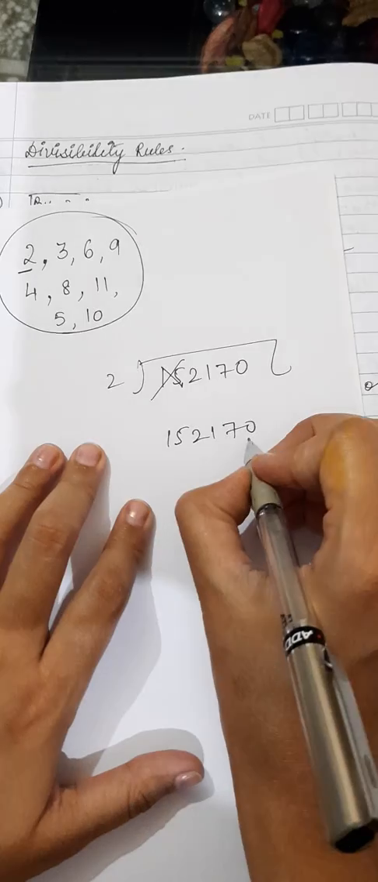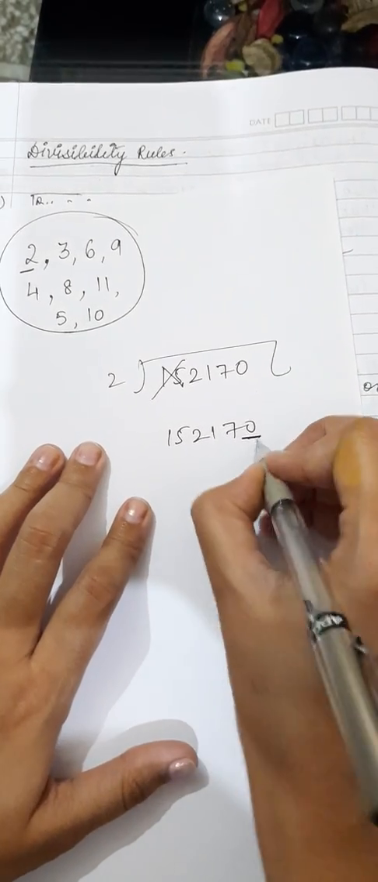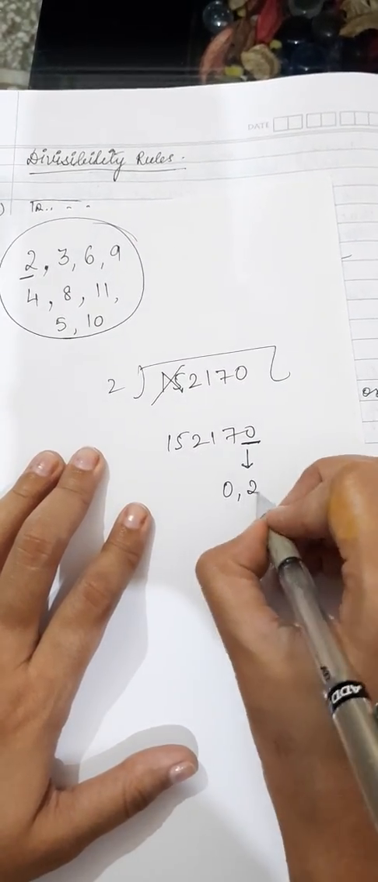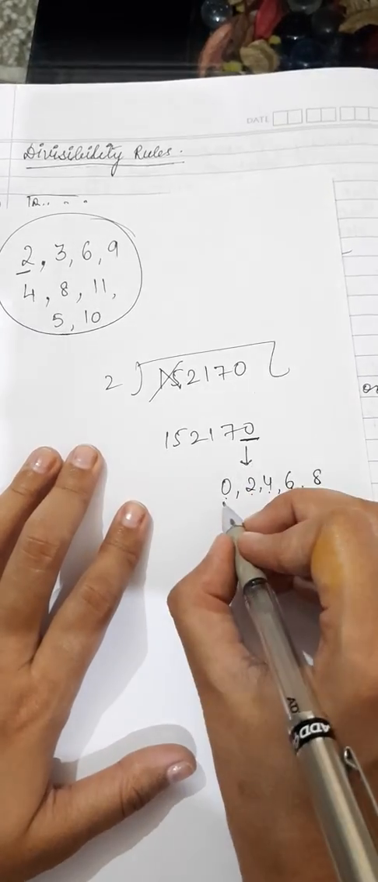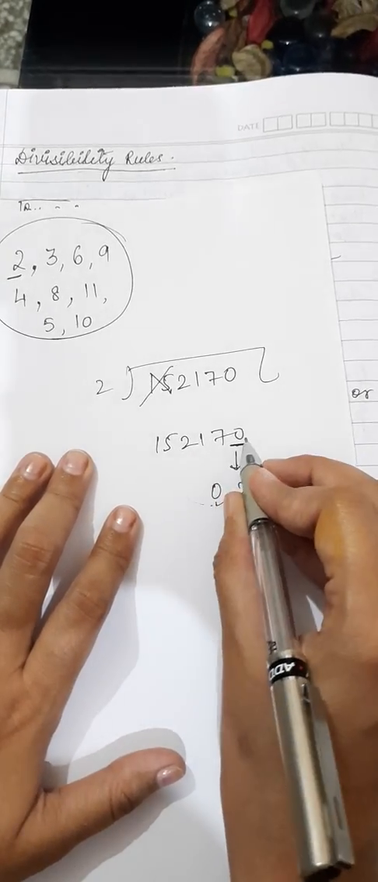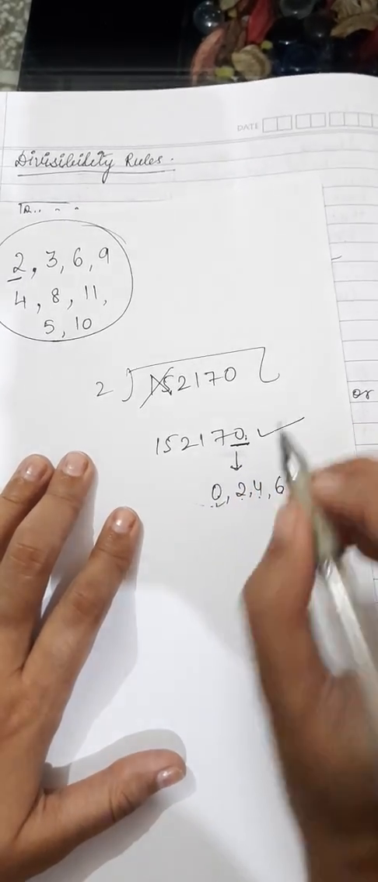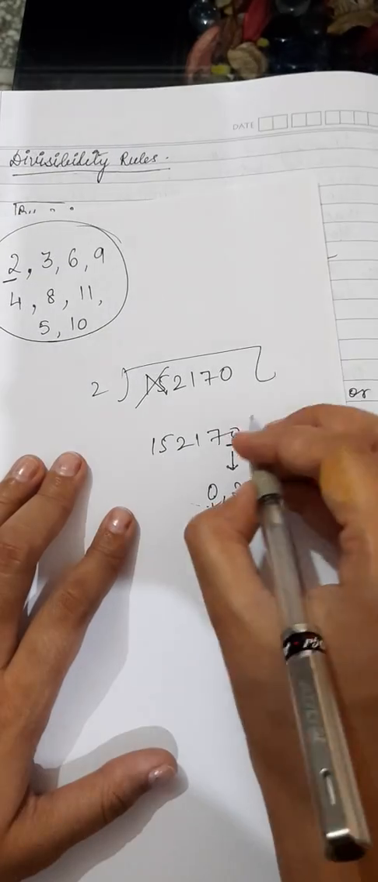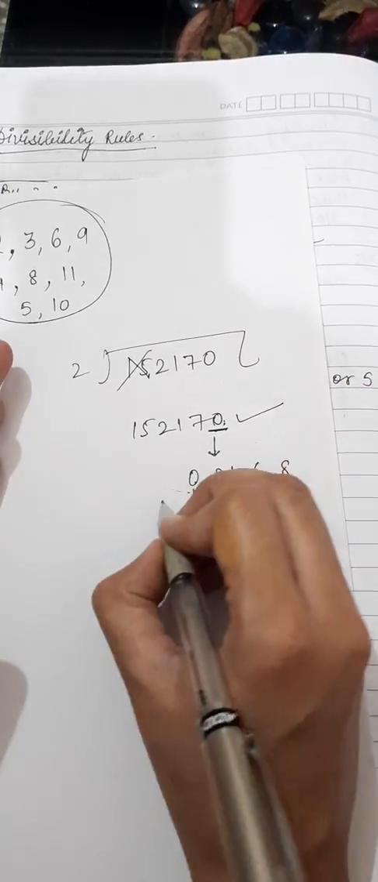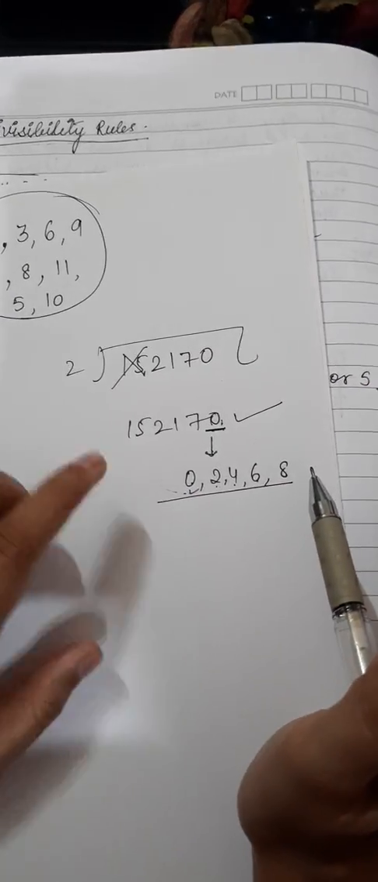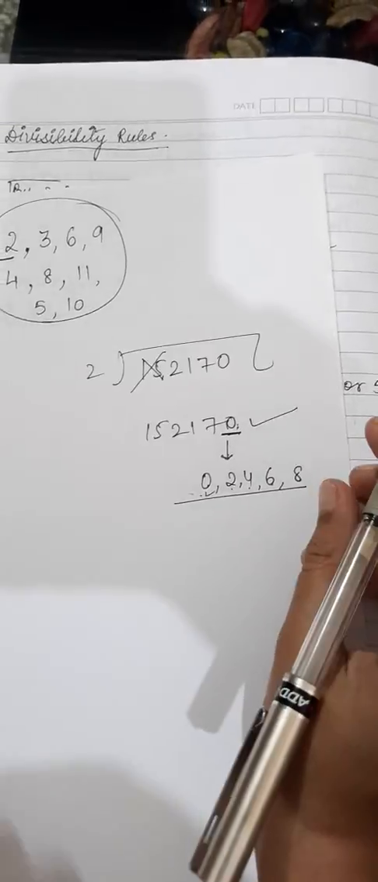Why? Because at the ones place, I have to check whether any of the numbers 0, 2, 4, 6, 8 is there or not. If it is there, that means it is divisible by 2. And the second thing is, if the number is even, that means it is divisible by 2. You all know this concept. You all know this divisibility rule of 2.